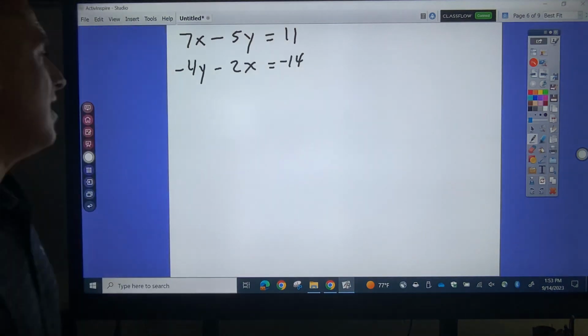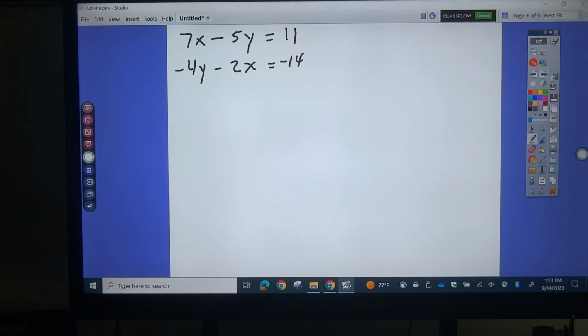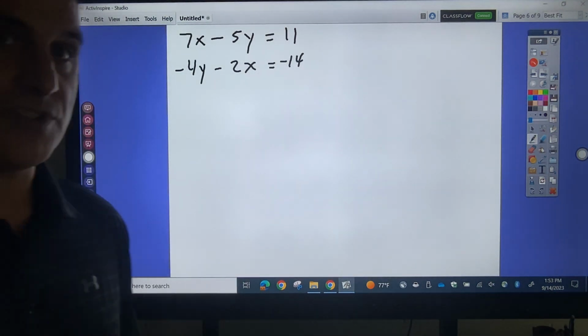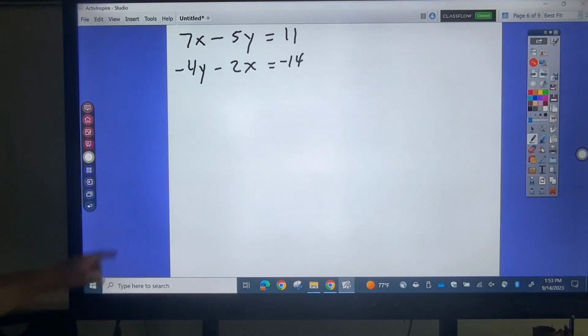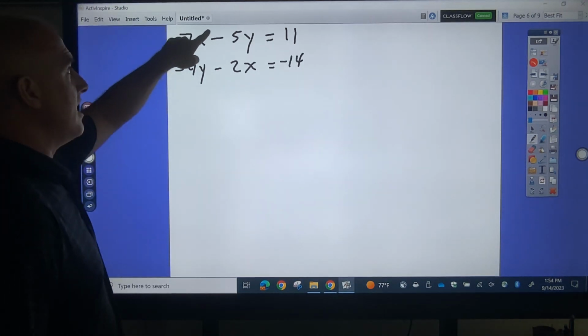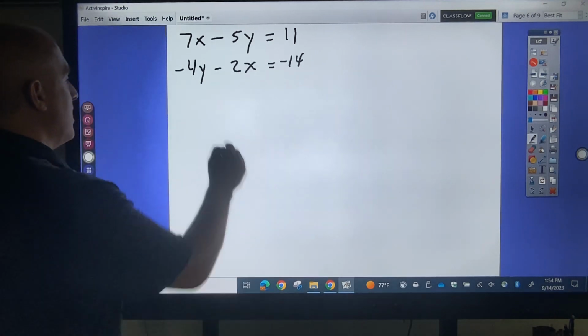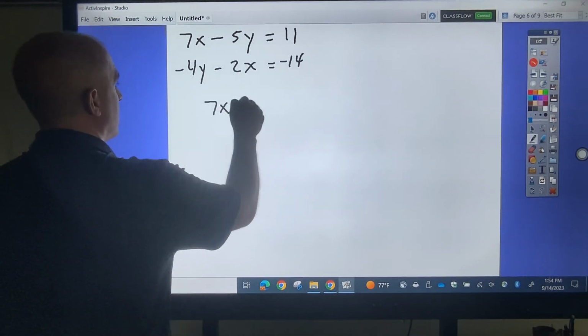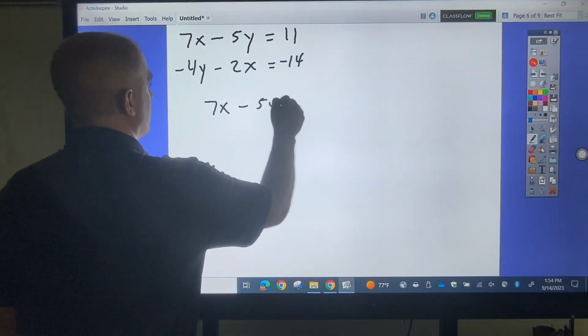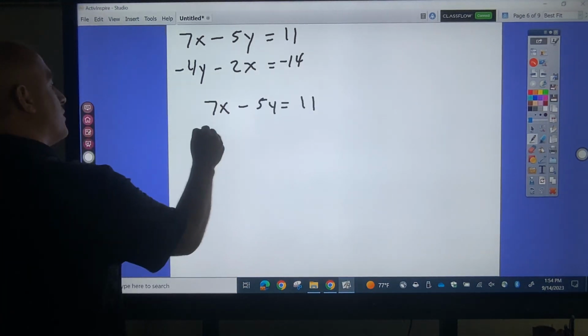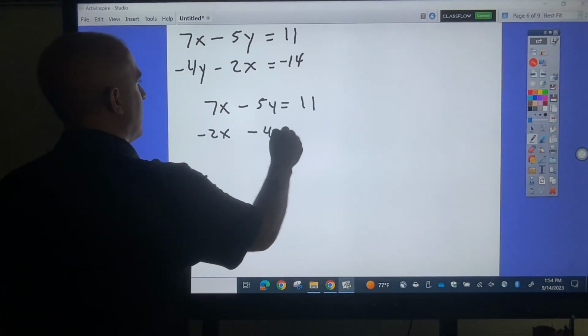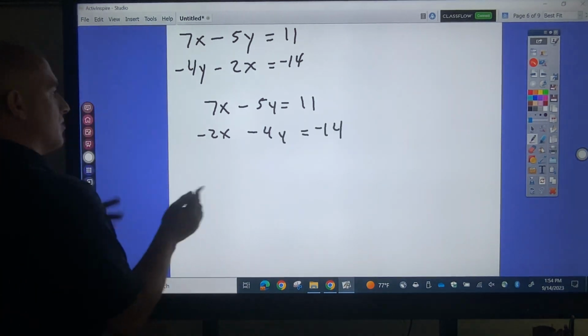Now I'm going to choose elimination for this one too. Here's the problem, this is where you need to be careful. They try to trick you. See how it's x, y, number, y, x, number? So I have to go 7x minus 5y equals 11. I can just move this around: negative 2x minus 4y equals negative 14. So I can switch those spots.